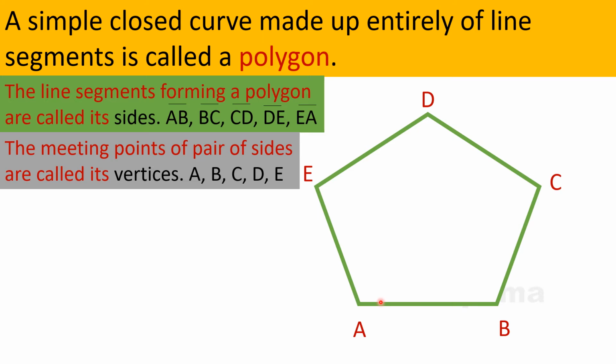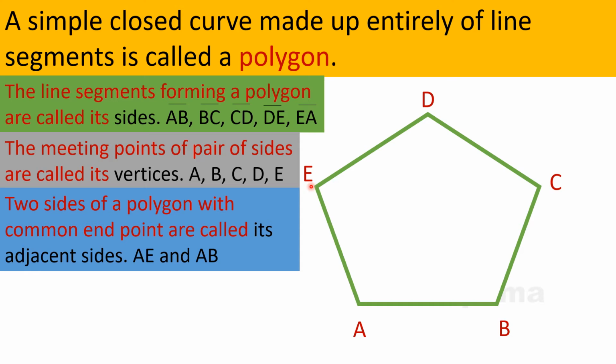In similar way, for line segments for sides AB and BC, the vertex is this B. In similar way, BC and CD, for these two sides, the vertex is C. And in similar way, DE and EA. So this is vertex D and it is vertex E.